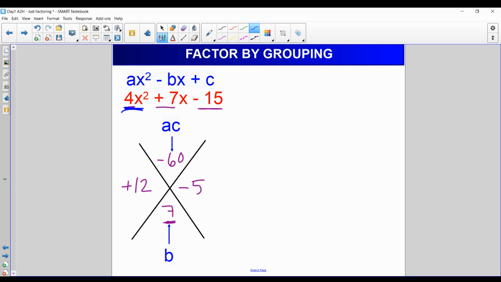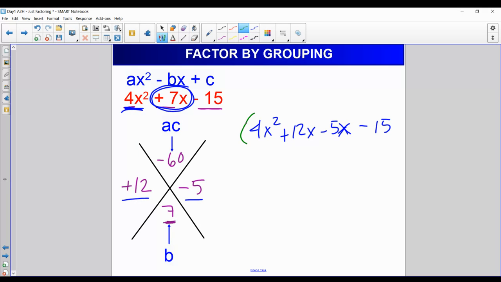So now I'm going to take the first term. I'm going to split this second term into plus 12x and minus 5x. So our x over here allows us to split that middle term into 2 pieces, and then I have minus 15. I'm going to group these into two groups here.